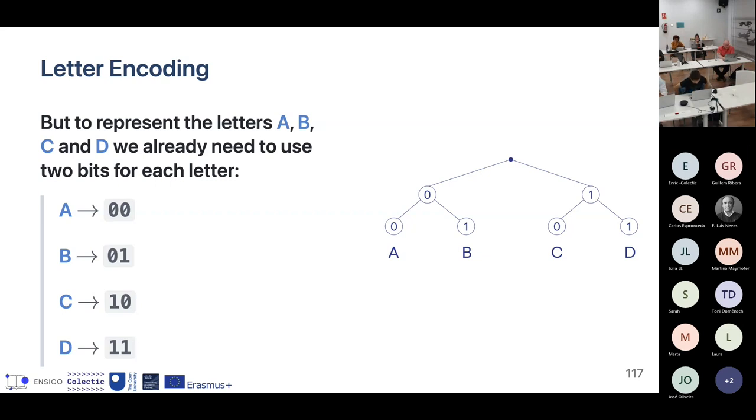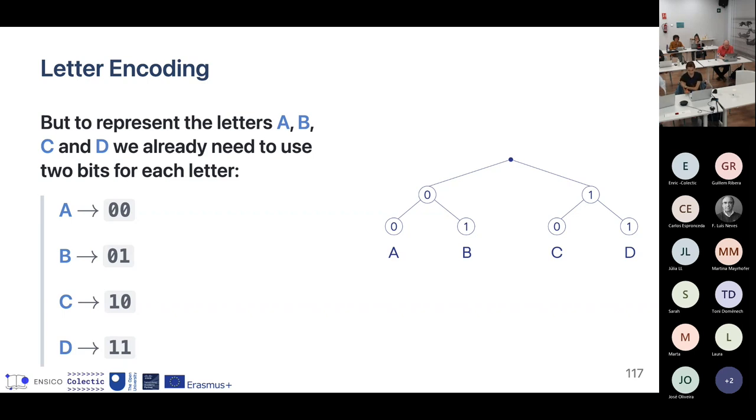This time we are going to divide each of the previous branches into two other branches. And whenever you have a branch to the left, you write a 0. When you have a branch to the right, you write a 1. And so now in this case, if we follow the path from the top to the letter, we get binary codes with 2 bits for each letter. So the binary code of A would be 00, for B it would be 01, for C it would be 10, and for D it would be 11. So we went from 2 letters to 4 letters.